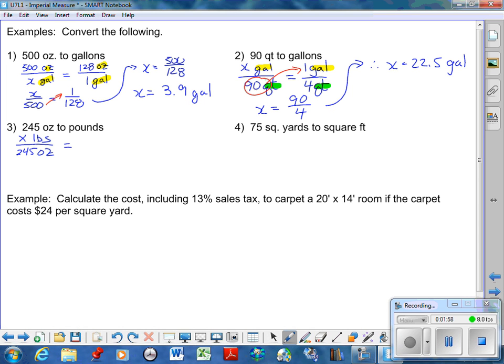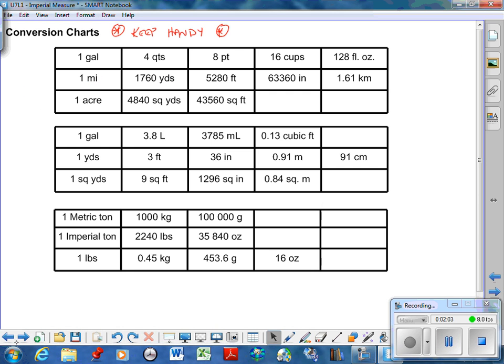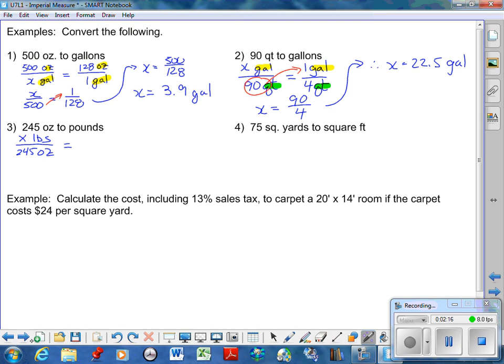So now we're into mass. So we're going to look for pounds and ounces. Looking for pounds and ounces. Here we go. 1 pound has 16 ounces. So there's our fraction. So 1 pound has 16 ounces. We're just going to do a cross multiply. We want to get x by itself. So we end up with x equals 245 over 16.